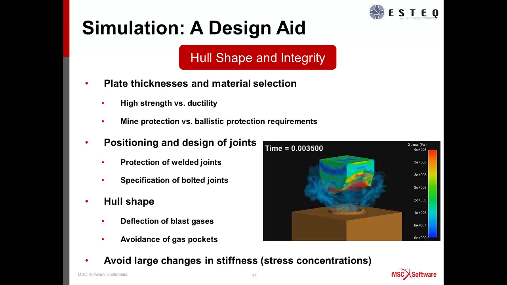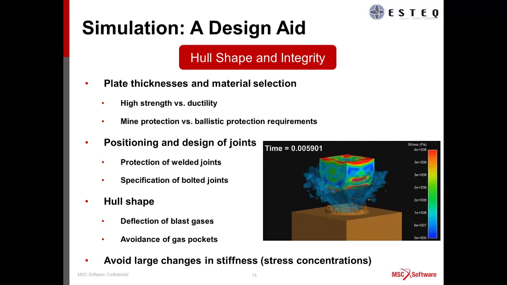Obviously, you need to ensure that there is no hull rupture when a blast impacts that hull. And in order to ensure that, you need to select both appropriate plate thicknesses and materials. When you choose a material, you often are faced with conflicting criteria, high strength versus ductility. You want a high strength steel, but often that comes at the cost of ductility. I mean, mine protection, ductility is your friend.